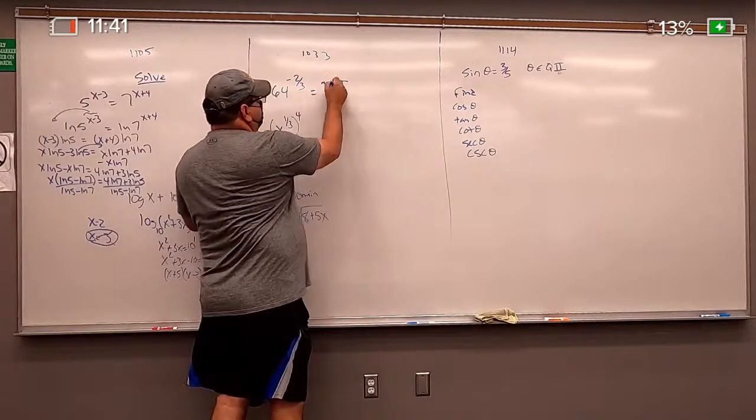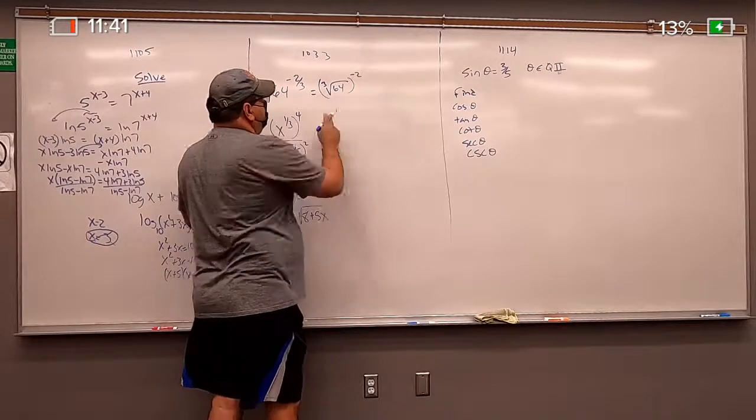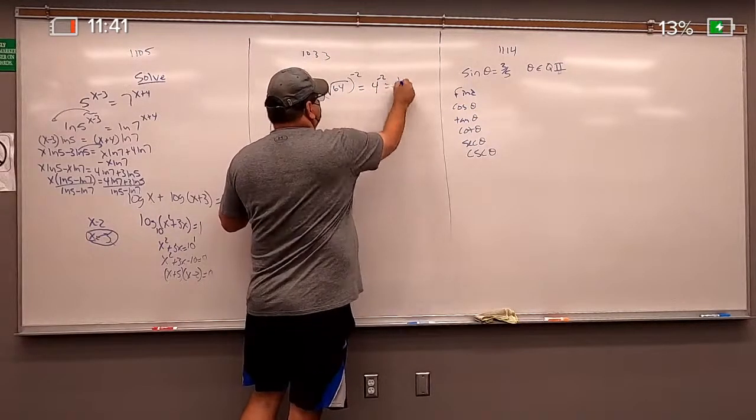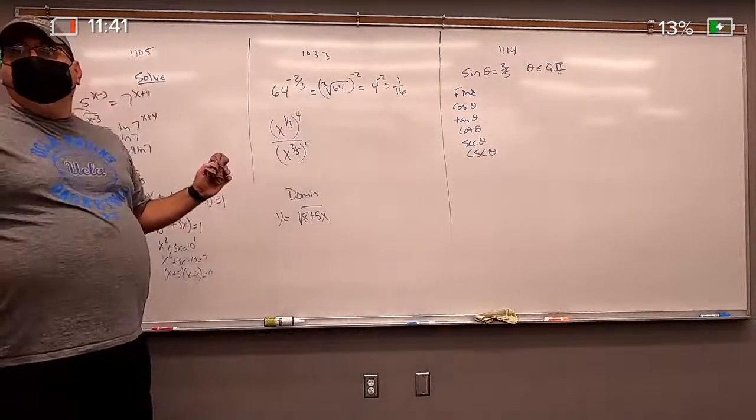We're at the cube root of 64. We're raising that to the -2. Cube root of 64 is 4. 4 to the -2 is 1 over 16. You good?